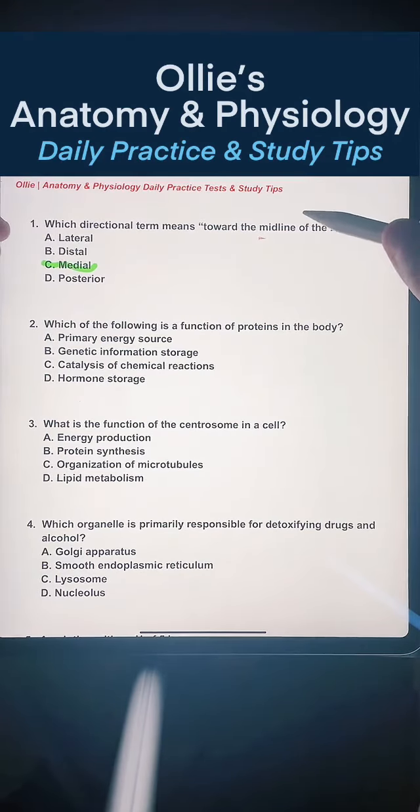Which of the following is a function of proteins in the body? We're going to move on to number 2.